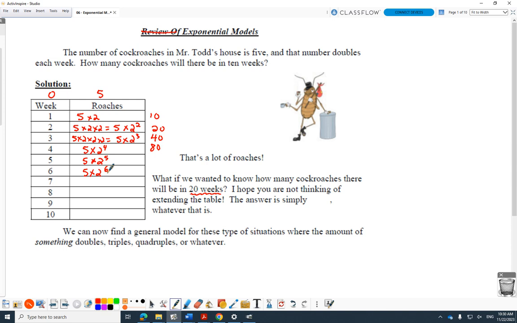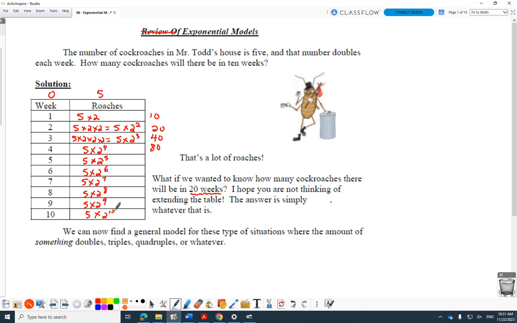It's like 5 million. Yeah, exponential growth, it's just huge. So I can finish this table off, 5 times 2 to the 7th, but I hope you're bored with the table now. As you're writing 5 times 2 to the 8th, 5 times 2 to the 9th, I hope you're like, okay, can you get to the point now, Mr. Todd? And the point is this.